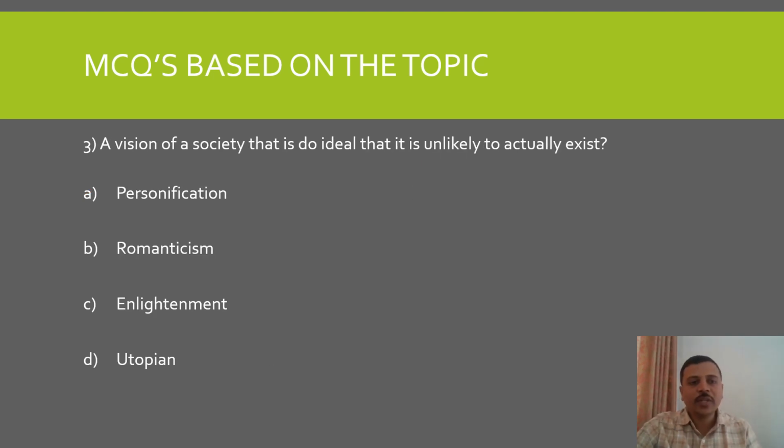The next question, the third question: a vision of a society that is too ideal that it is unlikely to exist. What is it called? Is it called personification? Is it called romanticism? Is it called enlightenment? Or is it called utopian? So, in the first question itself, I explained this point to you people. So, I hope you have identified the correct answer. It is utopian. That is a vision of society that is too ideal to exist.